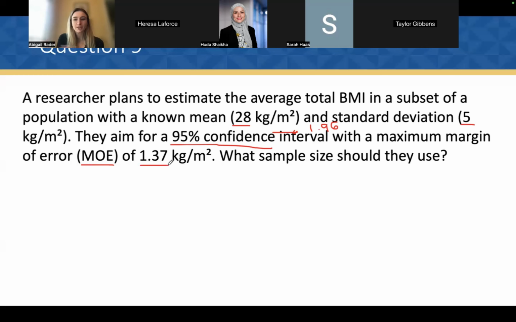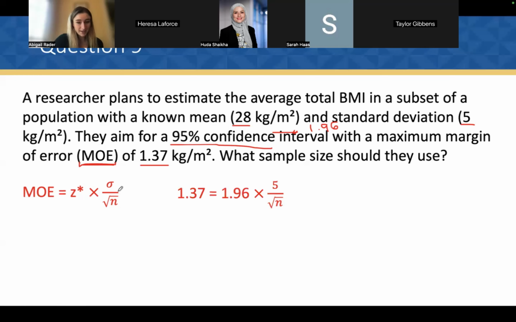All you have to do with this question is plug into a formula. The margin of error is equal to our z star, our critical value, times the standard error, which is the standard deviation divided by the square root of n. That makes sense? I think this is trickier because we didn't go through this in person. But especially when you're given a margin of error and asked to calculate a sample size, it's just plugging into the formula.